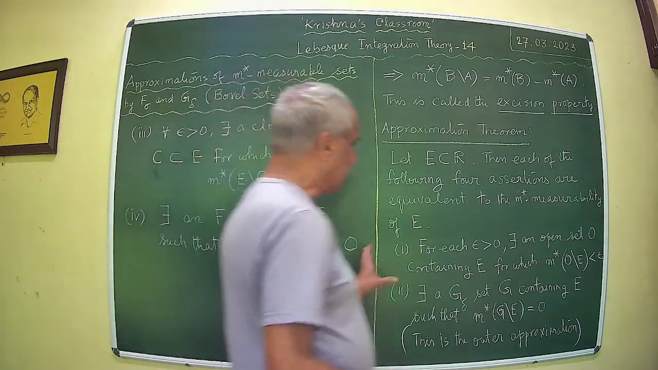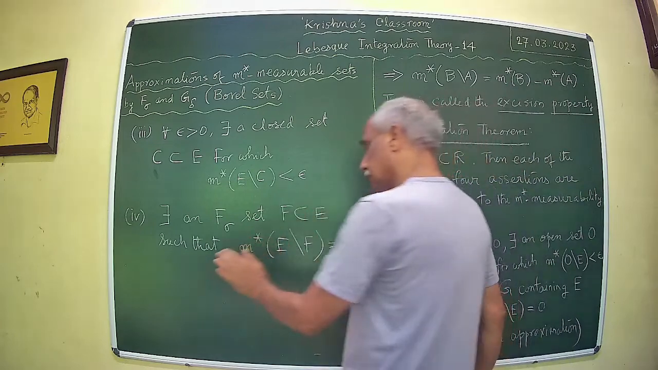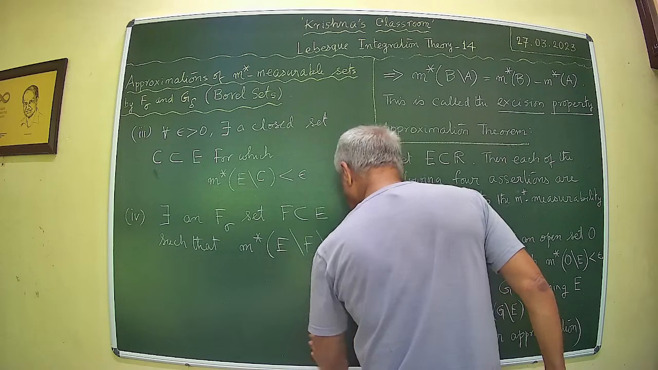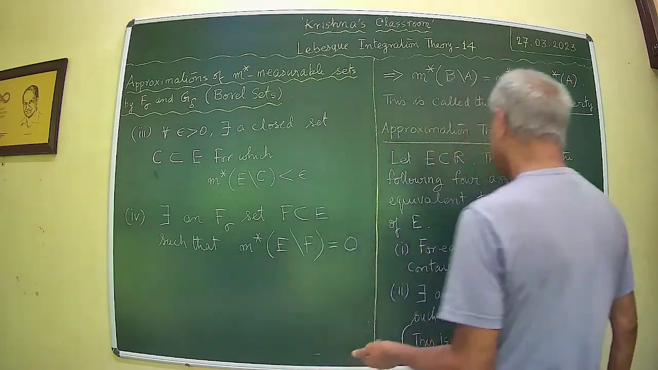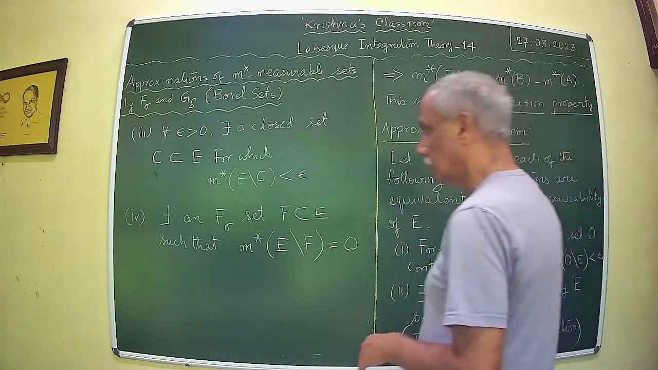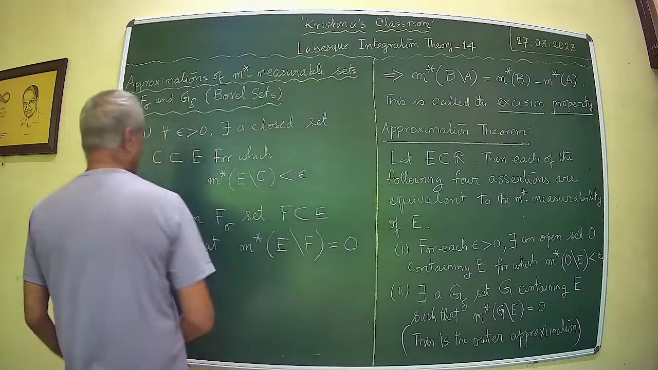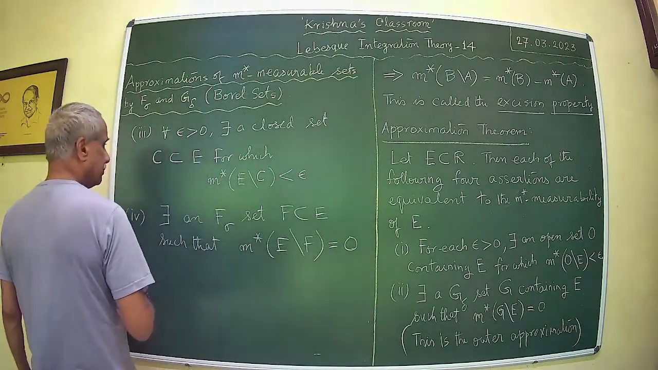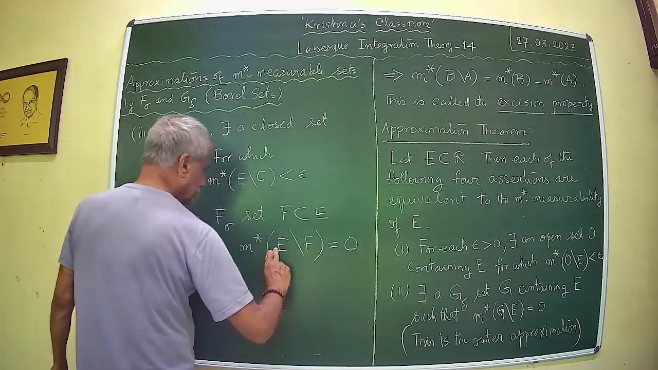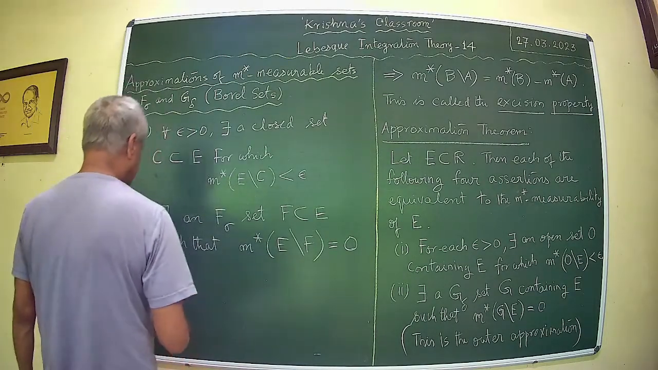Now we look at the analogy of second with 4, and first with third. So you have an outer approximation using open sets and essentially with the G delta sets. Also you have an inner approximation with closed sets, and with what is called an F sigma set.